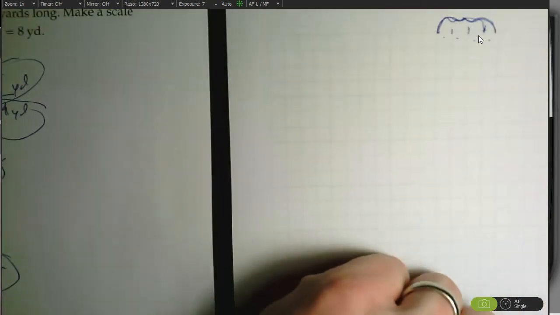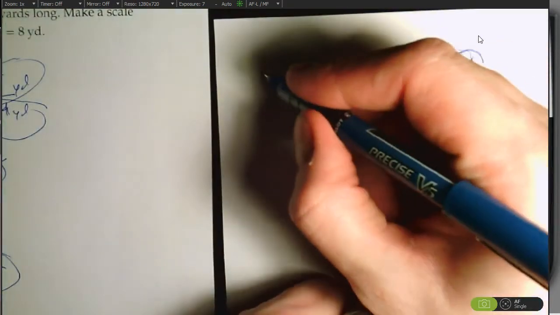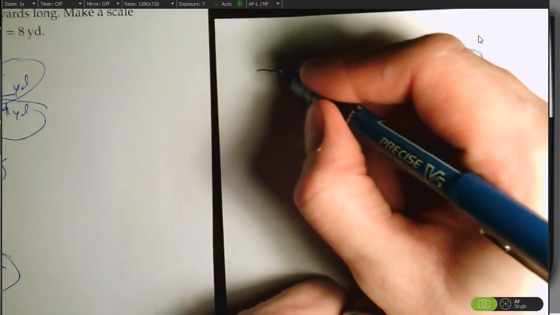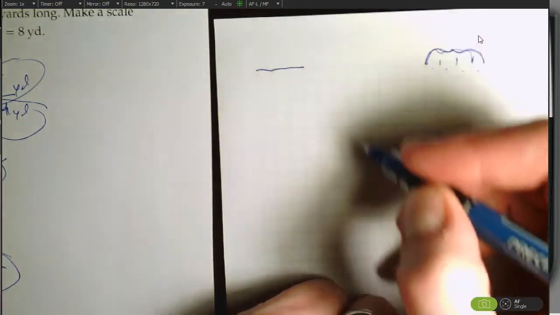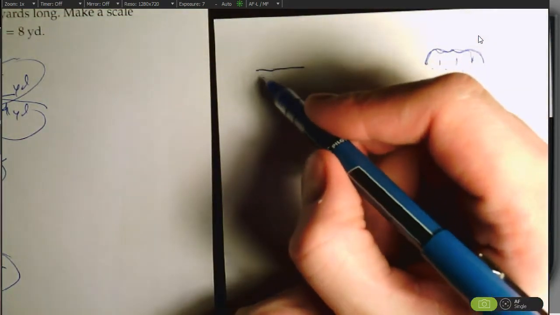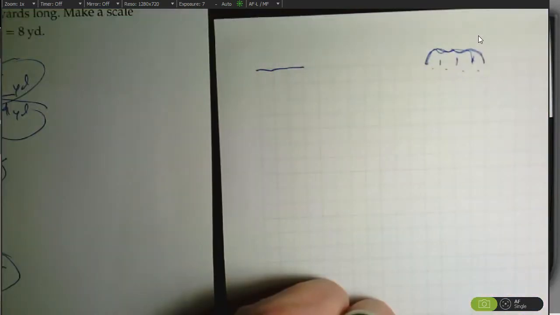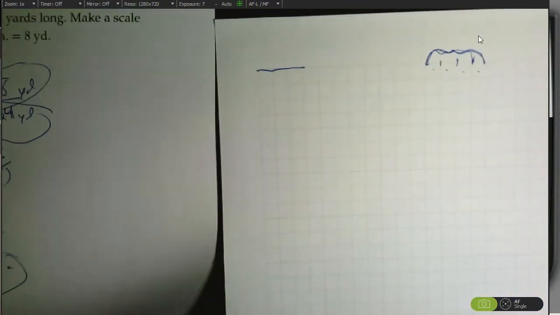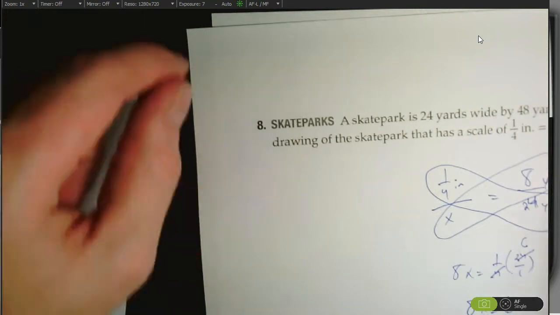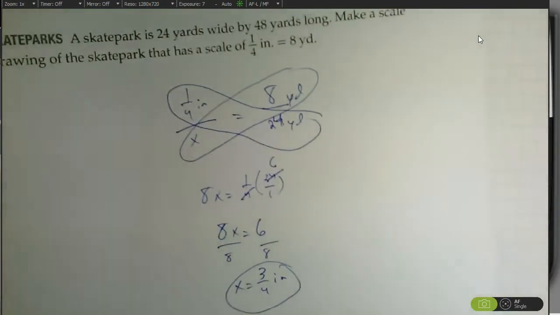So in my drawing then, I'll go 1 block, 2 blocks, 3 blocks. So it's 3 blocks over 1, 2, 3. When I get done, I'll fill it in and let you see better. Now the other one is 48 yards long.